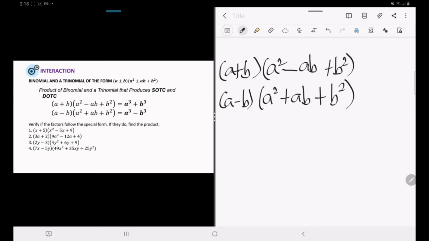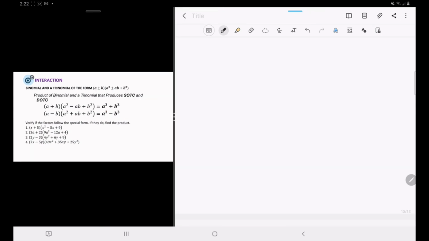The product of a binomial and trinomial produces SOTC and DOTC. SOTC is sum of two cubes and DOTC is difference of two cubes. So for a plus b times a squared minus ab plus b squared, the product is a cube plus b cube, or sum of two cubes. And for a minus b times a squared plus ab plus b squared, the product is a cube minus b cube. Let us answer the following examples.